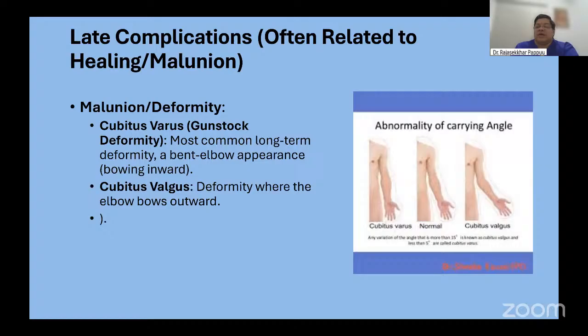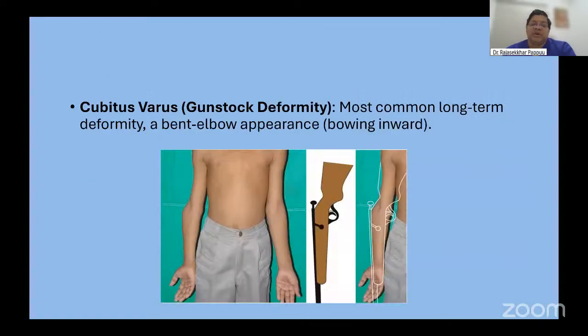Other than these early complications, you overcome all of them and have treated him. But most of the times you might face late complications, often related to healing and malunion. Usually supracondylar fractures don't go into non-union. Most commonly they go into malunion. Malunion is cubitus varus, that is gunstock deformity, or cubitus valgus. In cubitus varus or gunstock deformity, post-injury your elbow gets deformed like a 303 rifle gun shape. That's why it is called a gunstock deformity.